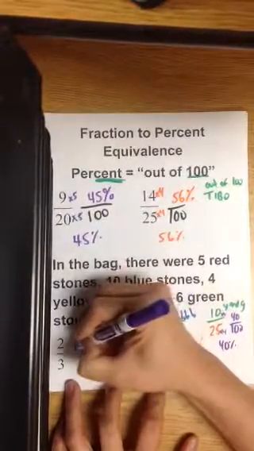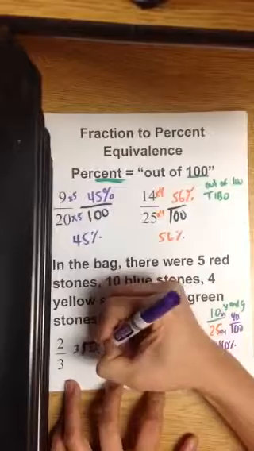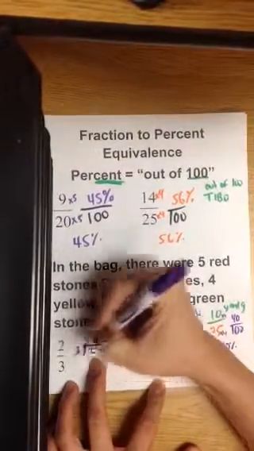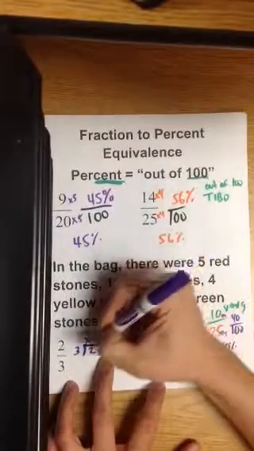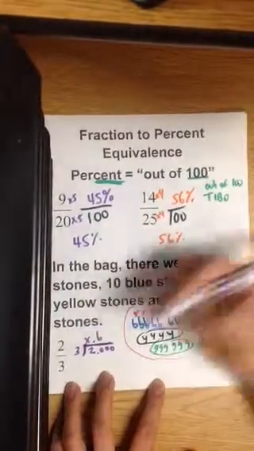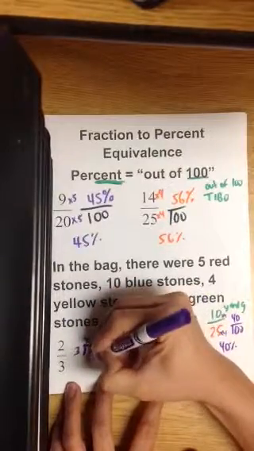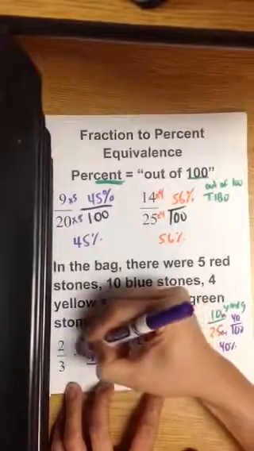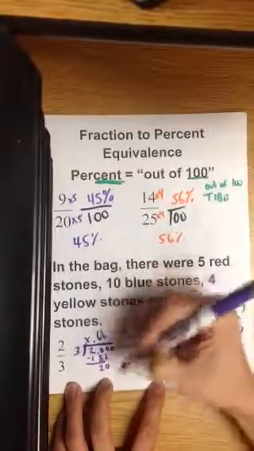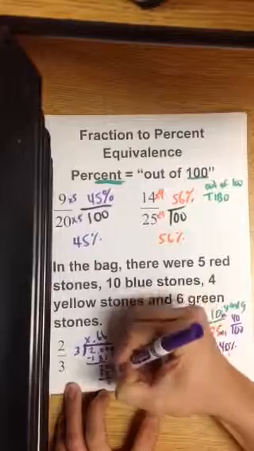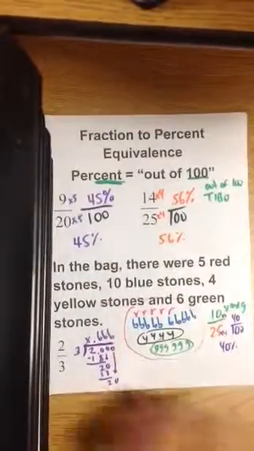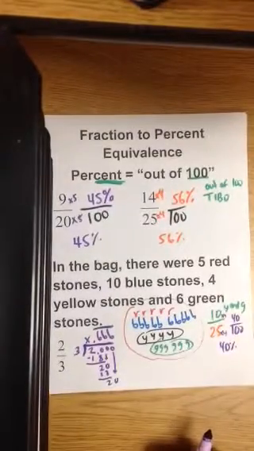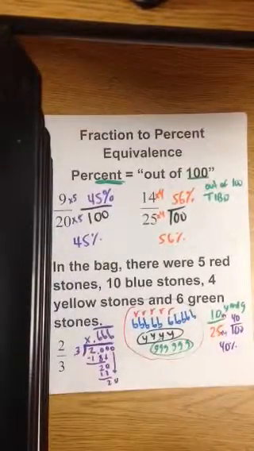Top goes in, bottom goes out. Put 3 placeholders. How many 3s go in 2? None. How many 3s go in 20? 6 times. 18, so remainder is 2. Bring down 0. How many 3s go in 20? 6 times. Bring down 0. 6 times. Hey, it's a repeating decimal. So it's 0.666 with a repeating decimal.